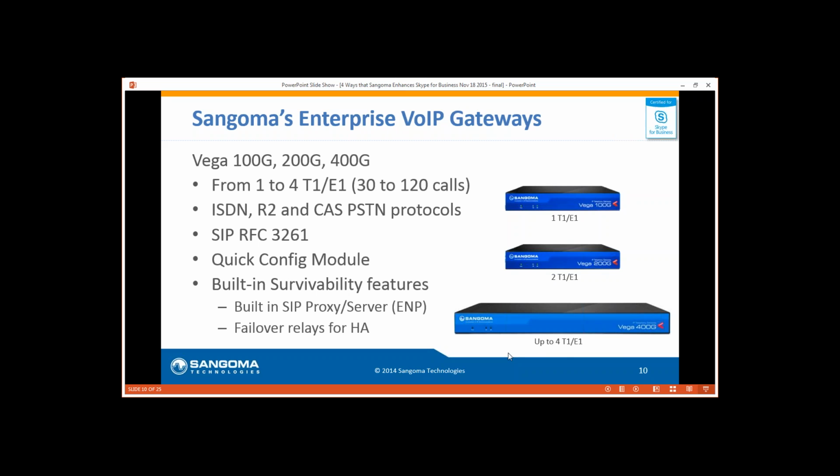Okay, so these are the gateways. They're all certified. They're all SIP compatible. They all have various flavors of ISDN, of R2 signaling, which is still very popular in Latin America, and CAS PSTN protocols if you need to connect behind another PBX.